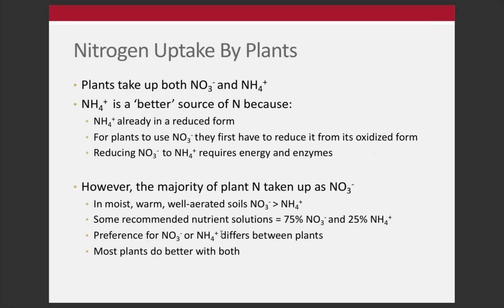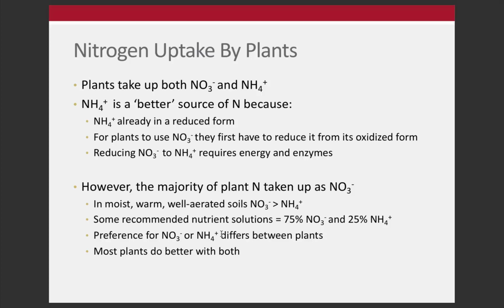Okay, so let's talk just briefly about nitrogen uptake in plants. We already mentioned that plants take up both nitrate and ammonium. Ammonium is, quote-unquote, a better source of nitrogen because it's already in this reduced form. For plants to use nitrate, they first have to reduce it from its oxidized form.